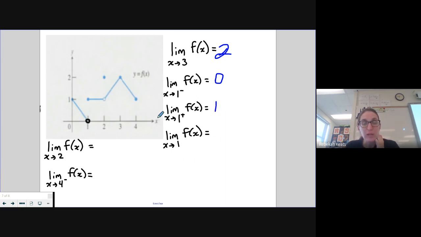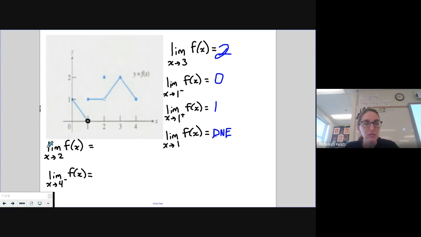Now, if I've been asked to evaluate just the limit of the function as x approaches 1, you'll notice that's where that one-sided limit theorem comes into play. I notice that the limit from the left does not equal the limit from the right. So I have to say that this limit does not exist. And in calculus notation, we often see that as just DNE. It stands for does not exist.